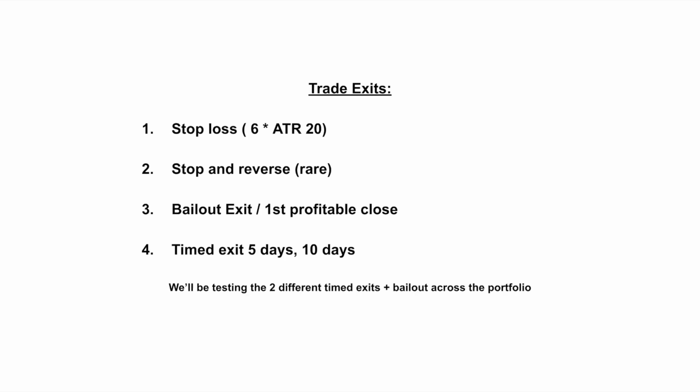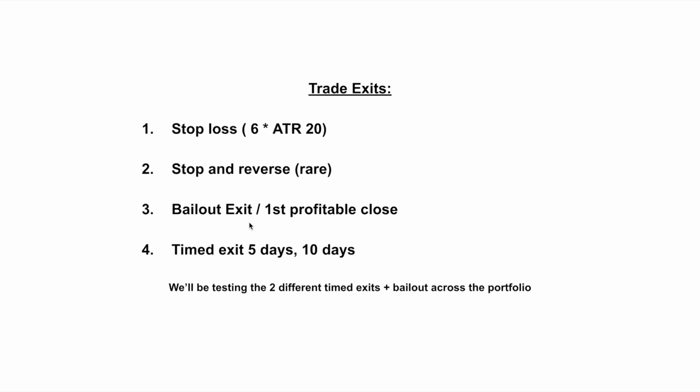Then looking at the exits, we've just got a fail-safe stop loss at 6 times the average true range over the last 20 bars or 20 days. We've got a stop and reverse, which is very rare. That means that if we haven't hit either our stop losses or our exits, but we get a setup to enter a trade in the opposite direction, we then exit the current direction and then enter the opposite direction. Okay, but that rarely happens. And then the exits that we're really interested in for this strategy are number 3 and number 4.